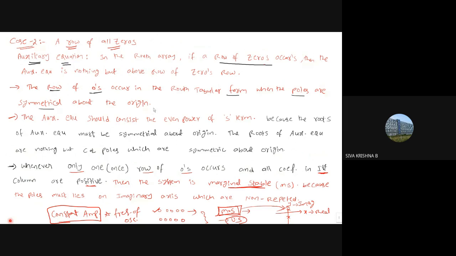Textbook. So case 2 వచ్చేసరికి row of zeros occur అయింది అంటే కనుక that type of thing is nothing but what we are calling the auxiliary equation. What is this auxiliary equation? Suppose S power 3 row లో row of zeros వచ్చినాయండి. S power 3 row లో అన్ని జీరోస్ వచ్చాయి.